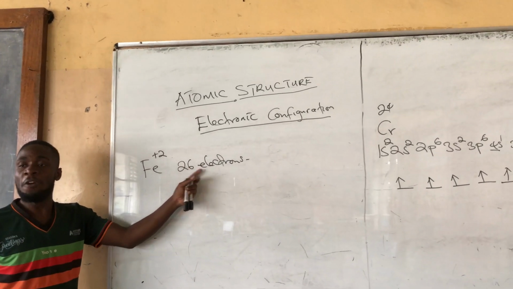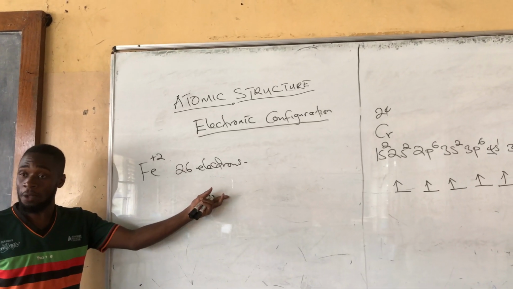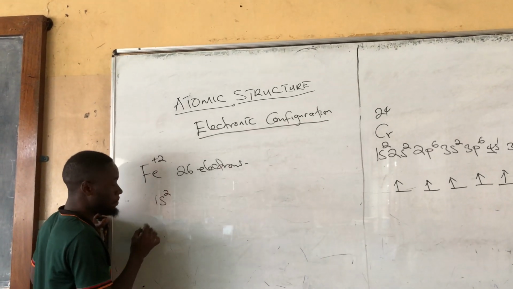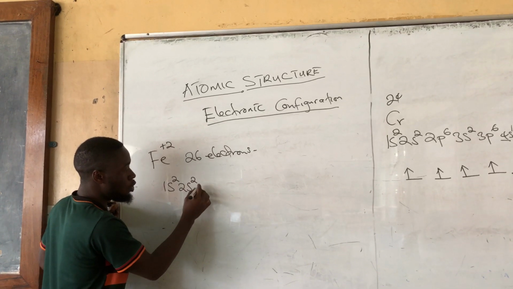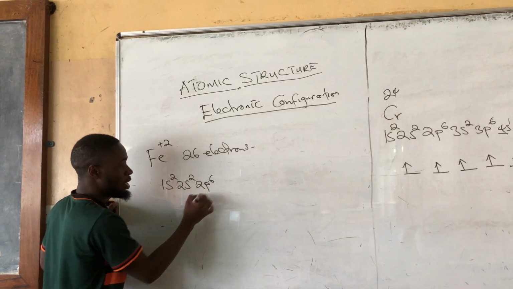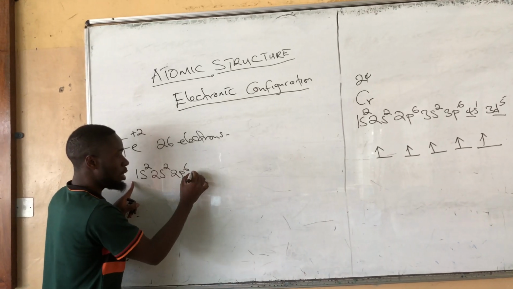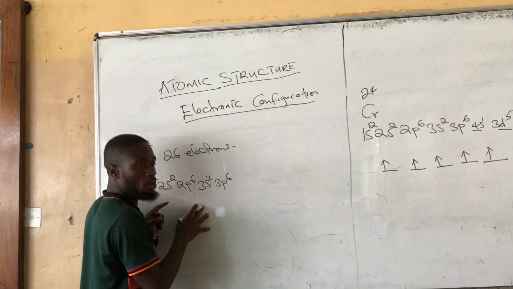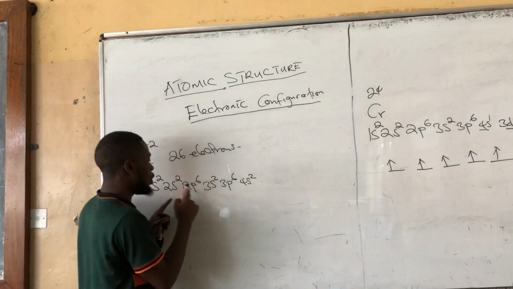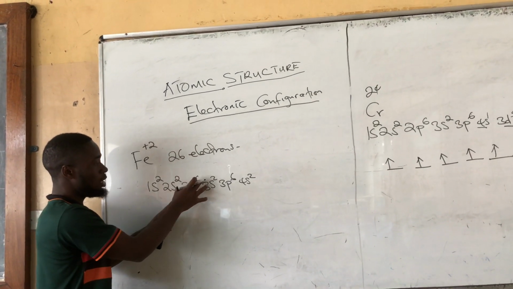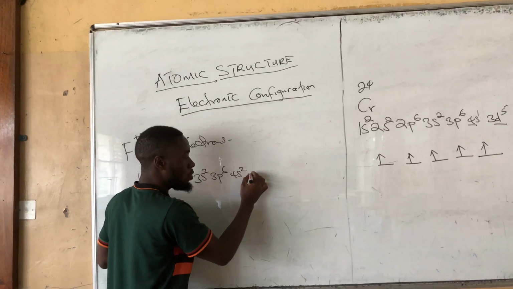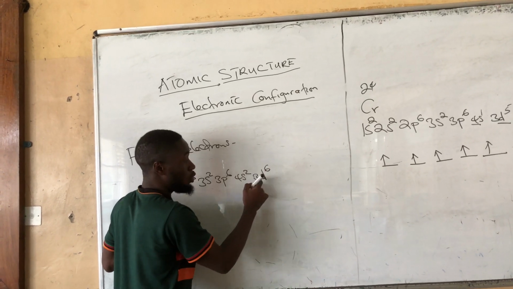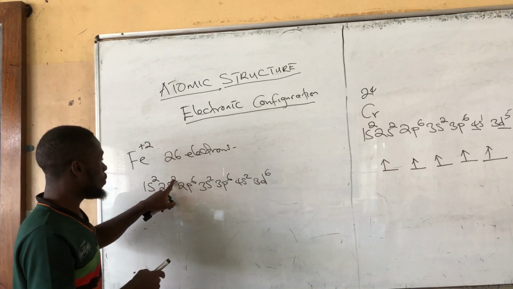You don't subtract from here. First, you need to write the full electronic configuration for iron with 26 electrons. So let's start: 1s to the power 2, 2s to the power 2. Then 2p to the power 6. From 2p, 3s to the power 2. From 3s, 3p to the power 6. From 3p, 4s to the power 2. So how many are there now? 20. Then from 4s, 3d to the power 6. So you have 6? Okay.